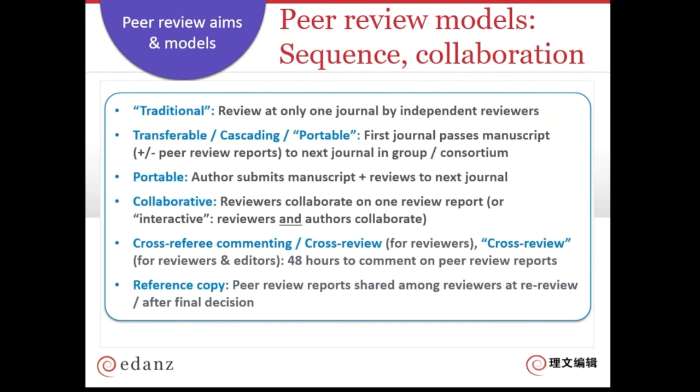And some journals just give a copy of the other referees' or reviewers' reports to the other person, so all the reviewers know how the other reviewers commented on the paper. For example, when you get a paper back that's been revised, you need to know why the author has made those revisions, so you can see what the other reviewer said. Or some journals, out of courtesy, give the review reports to all the reviewers after the final decision has been made, whether it's accept or reject.